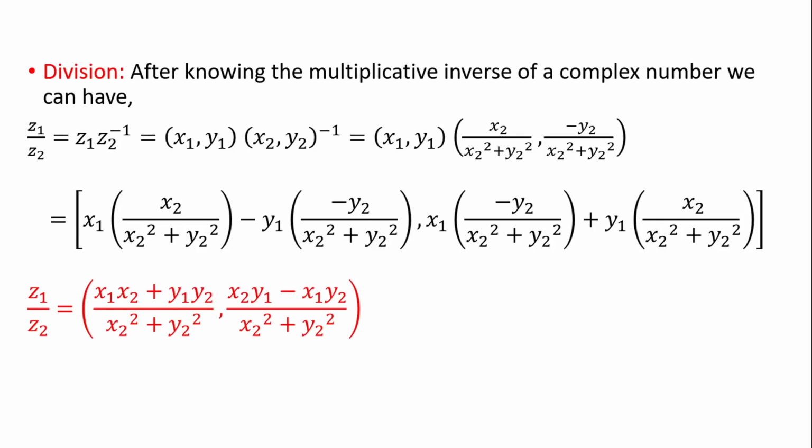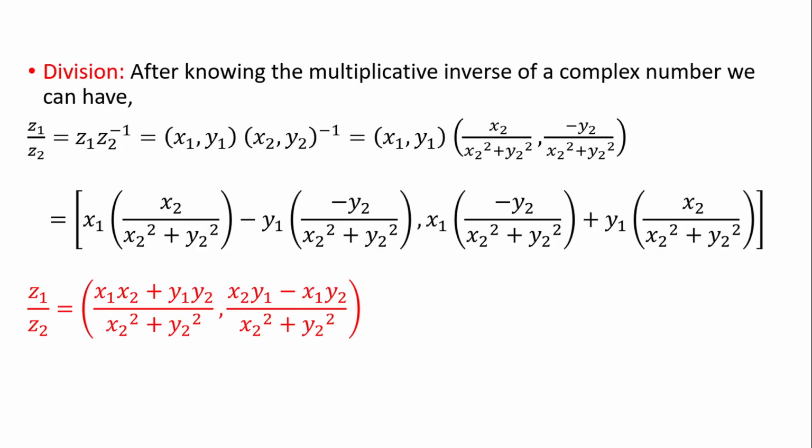In terms of ordered pair, we can write z1 as x1 comma y1, and what is z2 inverse? It is x2 comma y2 inverse. So x1 comma y1 as it is, and what is x2 comma y2 inverse? As we have seen, it is x2 upon x2 square plus y2 square, comma minus y2 upon x2 square plus y2 square. And let us solve this product.